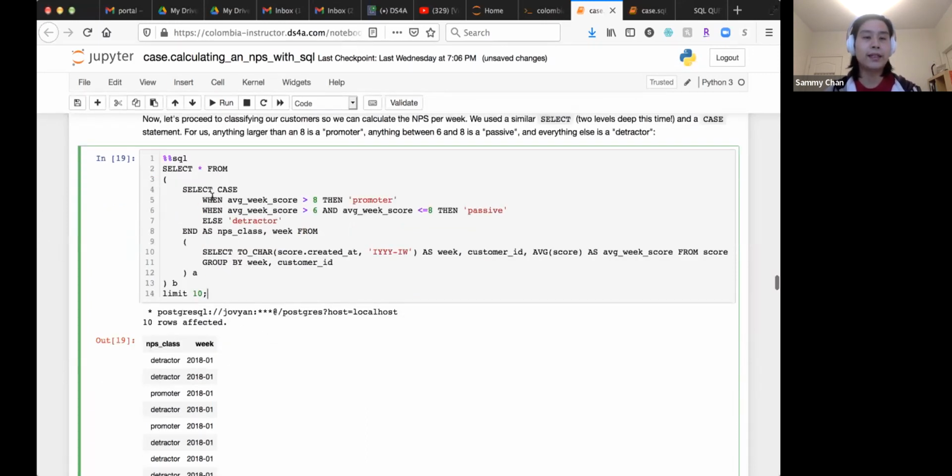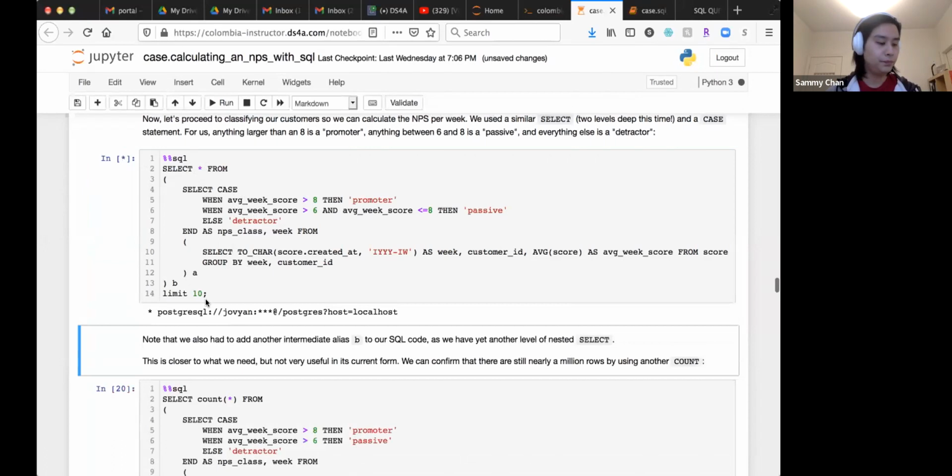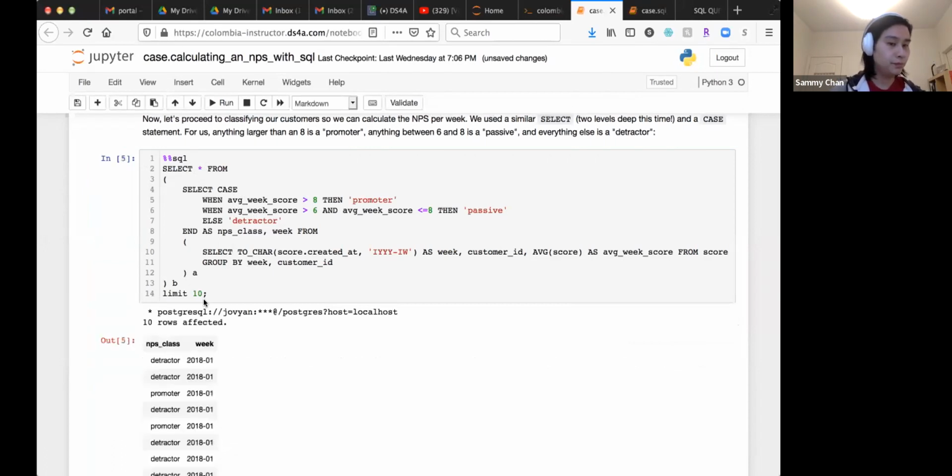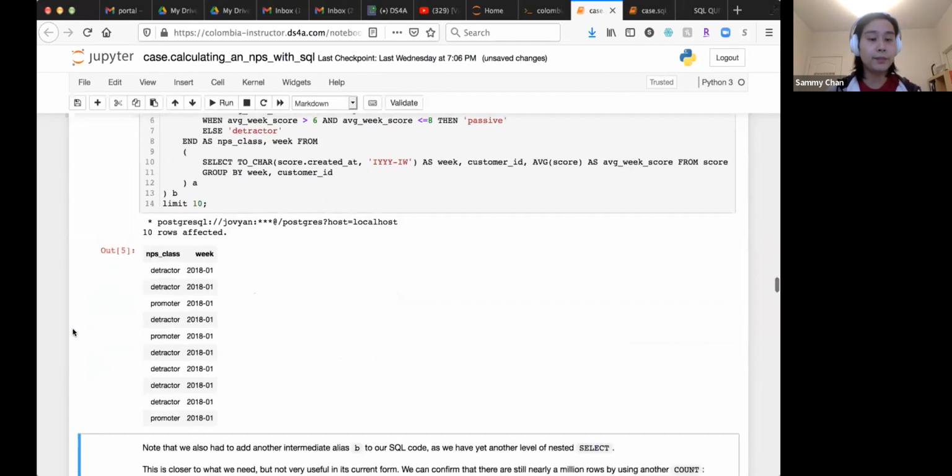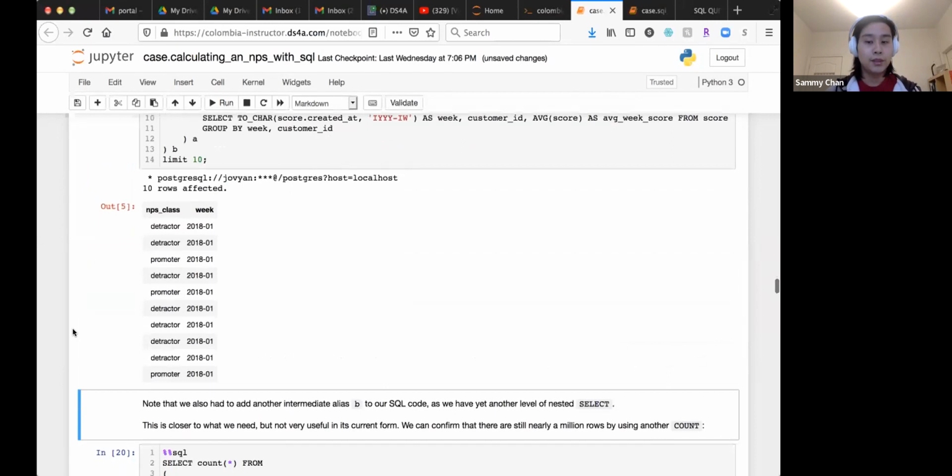And then after we assign the classification to that virtual table, here we are asking SQL to select everything from this table. Yep. So we have a whole bunch of detractors.